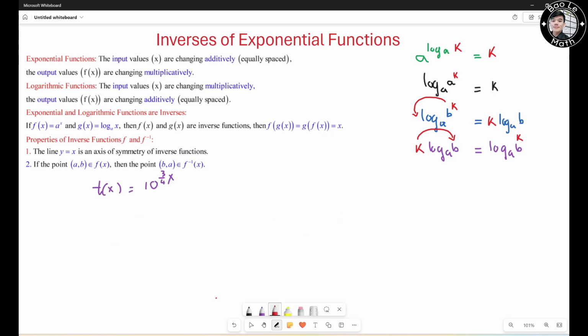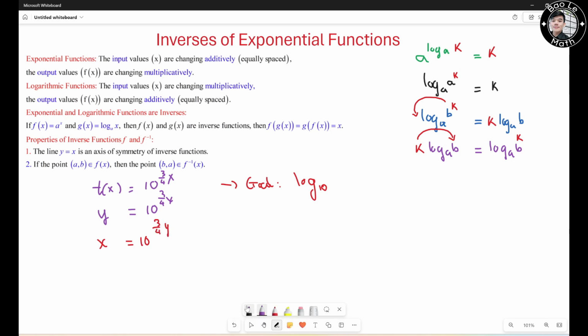Now let's move on to the next one. We need to find the inverse of this exponential function. This is an exponential function with base 10, so our goal is the logarithmic function, and the log must have base 10. The first thing I need to do is replace t of s with y. So y equals 10 to the 3 over 4s. Next, I need to swap s and y. So this is s, and this is 10 to the 3 over 4y.